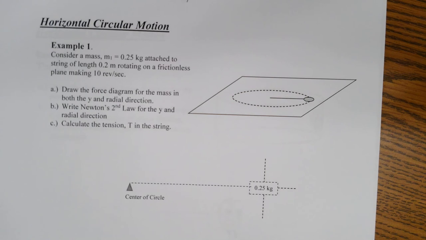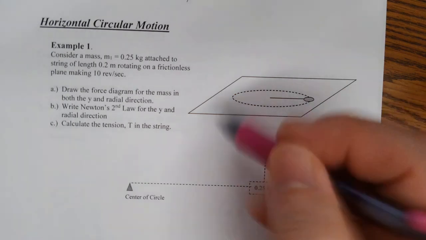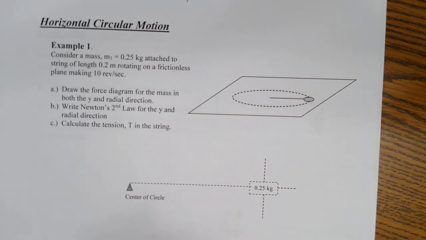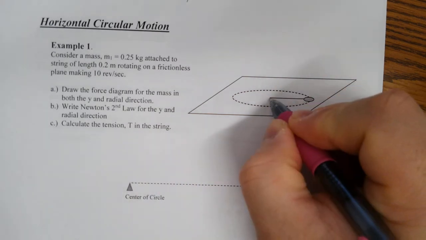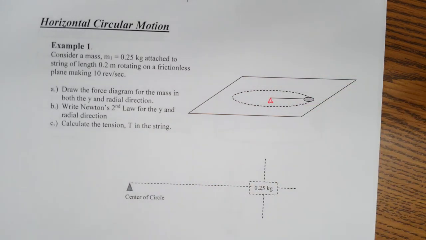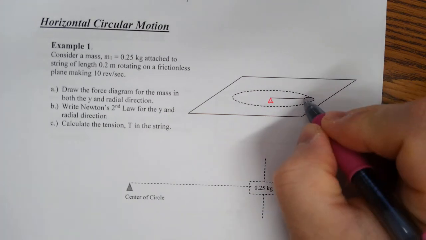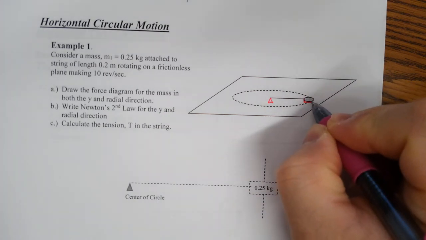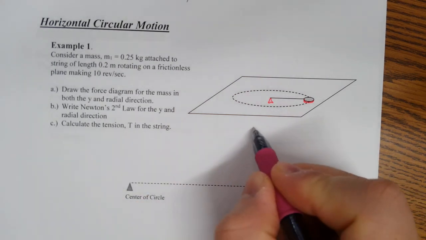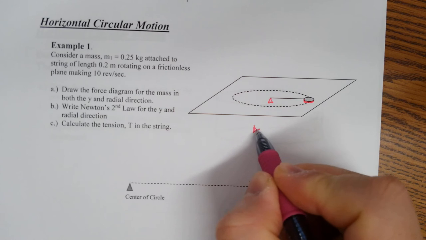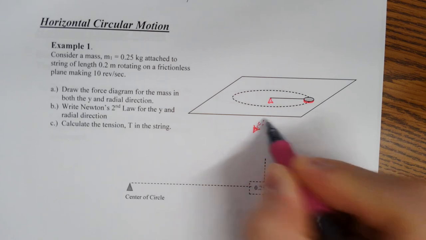All right, let's take a look at something that's going in a horizontal circular motion. Horizontal circular motion is something that we're going to be able to see from above. So here is the center of the circle, and this 0.25 kilogram puck is going in a circular motion. It's like looking at it from the surface level.